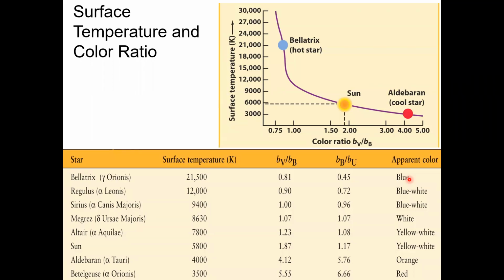And in the same constellation, Orion, you see another one, Betelgeuse, which is only 3,500 Kelvin, and it's red in color, right? You can see, in the same constellation, Bellatrix and Betelgeuse. So why don't you go out in a clear sky and check the star chart?